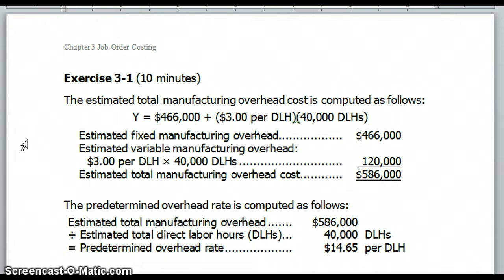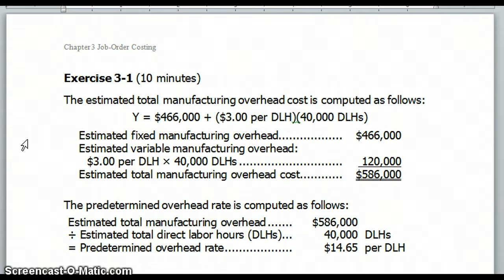The company also estimated $466,000 of fixed manufacturing overhead expenses for the coming period and variable manufacturing overhead of $3 per direct labor hour. Logan's actual manufacturing overhead for the year was $713,400 and total direct labor was 41,000 hours. We're required to compute the predetermined overhead rate for the year.